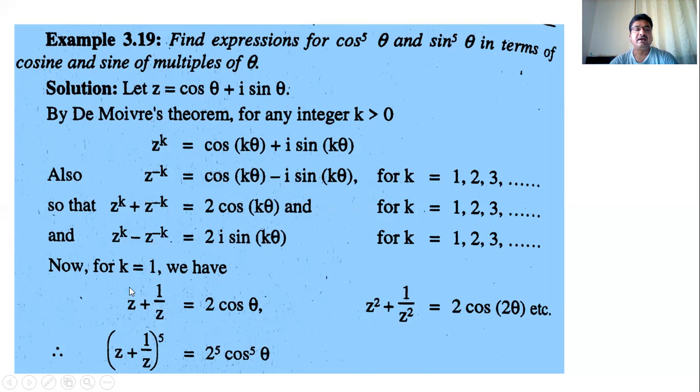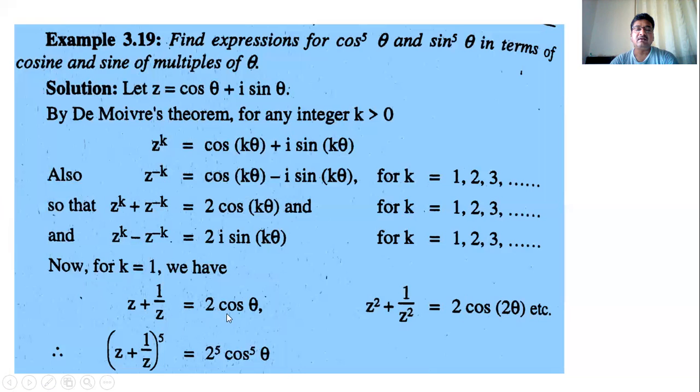So if we substitute k as 1, then we have z plus z^(-1), that is z plus 1 by z, equal to 2 cos θ. Similarly, if we substitute k as 2, we have z^2 plus 1 by z^2 equal to 2 cos 2θ. In this way, if we substitute k as 3, then z^3 plus z^(-3) is 2 cos 3θ.